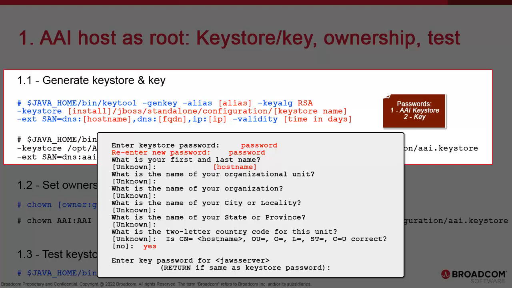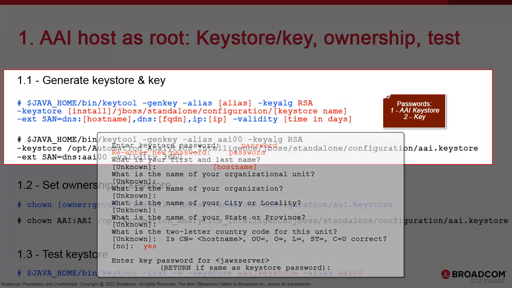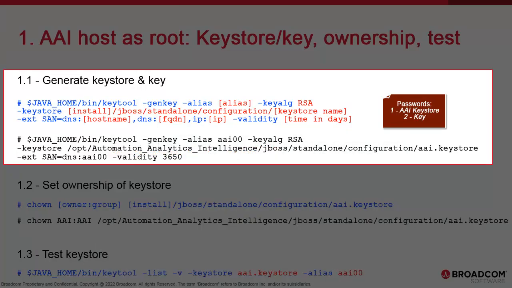We're also asked to provide the CN, which should be the AAI host DNS name. The other fields are not required, although you're welcome to provide data. Finally, we enter a password for the key, and the elements are generated and packaged in a key store with the file name you indicated. We have provided both the command templates and the arguments in red, and a command sample using our environment's names.